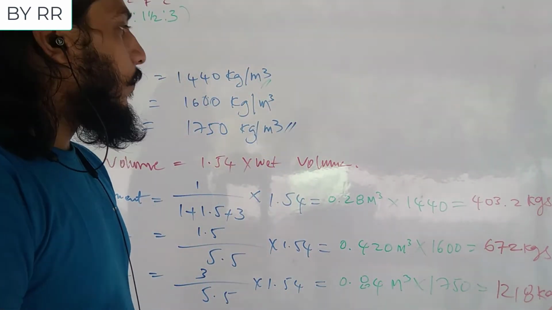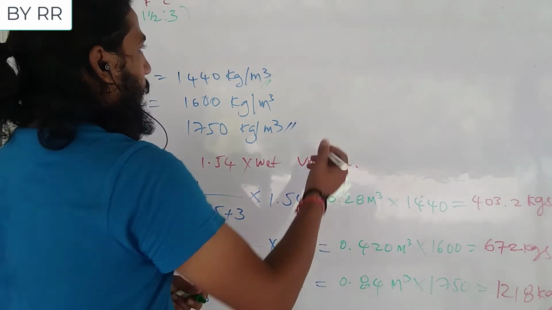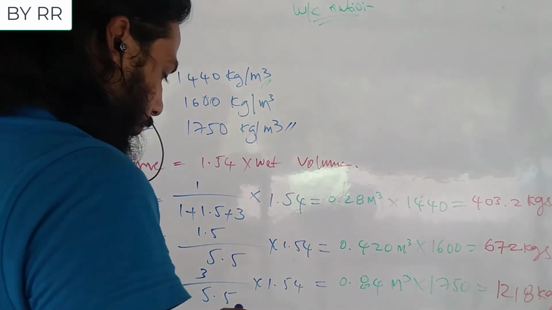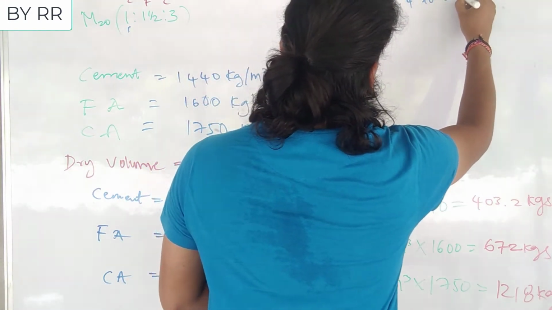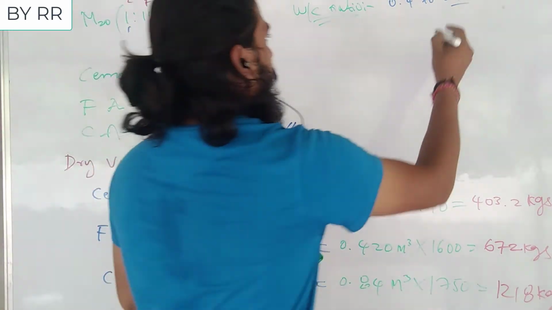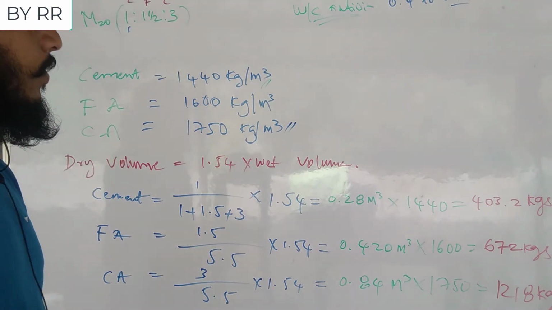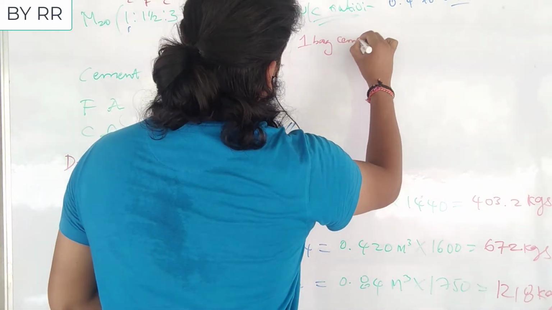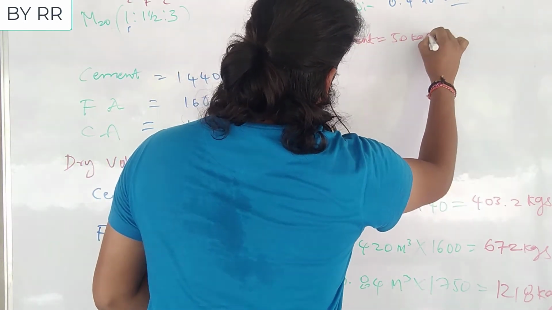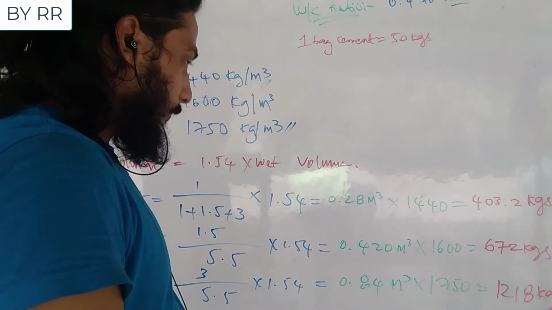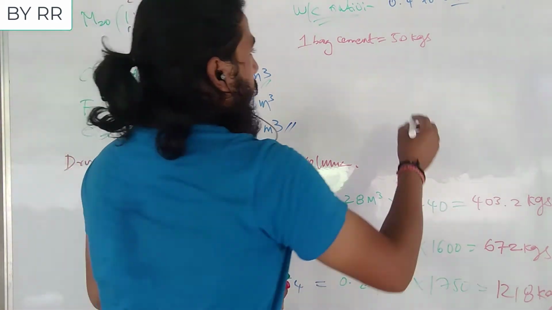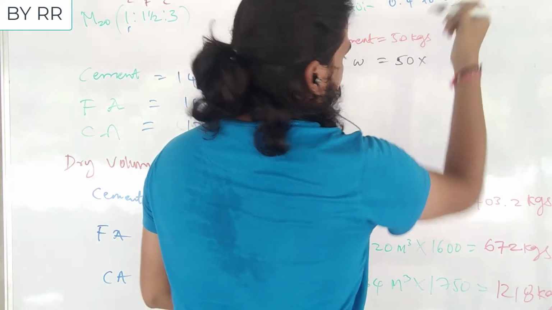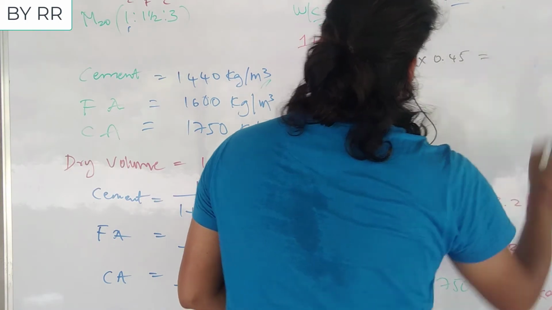For this we need to find out the water cement ratio. This water cement ratio lies between 0.4 to 0.65. So first we will calculate for 50 kgs, that means 1 bag of cement, whose weight is 50 kgs. So for 50, take a value from 0.4 to 0.65. I will consider 0.45.